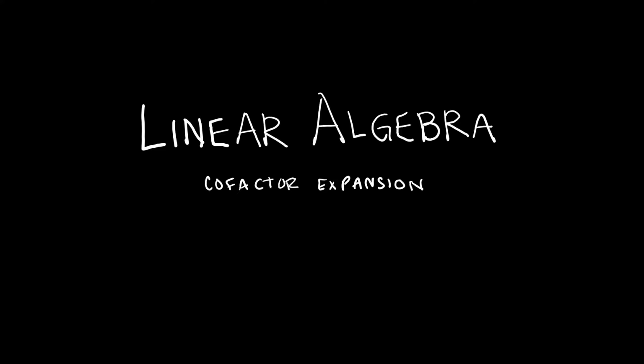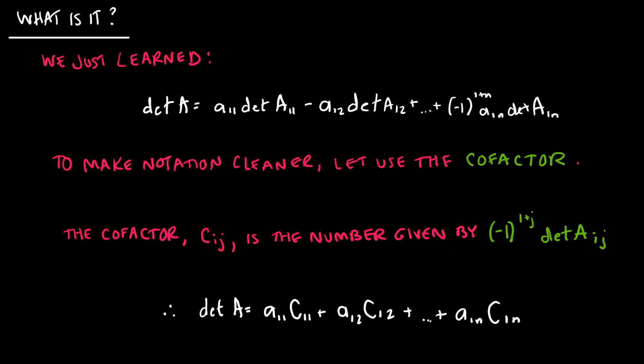Now let's continue learning about determinants using the method of cofactor expansion. What we just learned in our last video is that we could find the determinant of A by taking A11 times the determinant of A11, and if you'll recall, that just meant take out the first row and first column and then write whatever was left over and find the determinant of that matrix that was left over. So A11 is a submatrix, and that's what we're finding the determinant of.